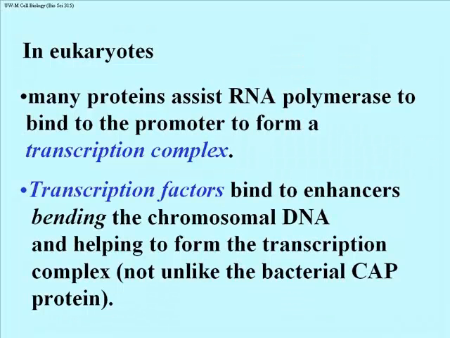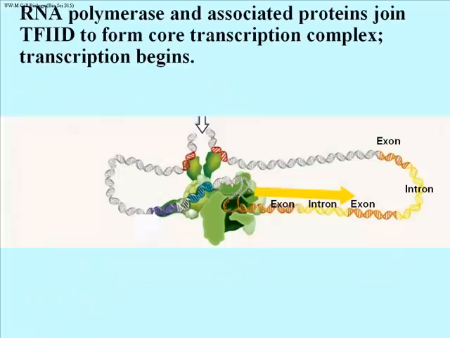Remember that the CAP protein in bacteria bent what is essentially naked DNA, and in so doing, it loosened up some of the H bonds between the two strands, making it easier for RNA polymerase to get in and bind to the strand that it would actually have to transcribe. If you could bend eukaryotic chromatin or eukaryotic chromosomal DNA, you might achieve the same purpose. And that is one of the functions of some of these promoter distal enhancers and their transcription factors.